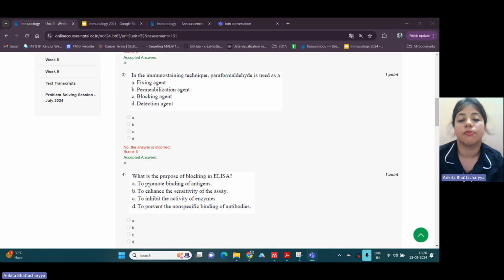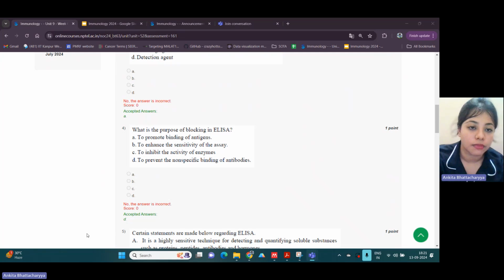The permeabilization agent makes very large pores, or it enlarges the pores that have already been formed. That allows easier uptake. The blocking agent is to remove, or at least reduce, the non-specific binding of the antibody to any random proteins within the cell. And fourth is the detection agent, which you use for actually identifying where your antibody has bound. So the correct answer in this case is a fixing agent, which is option A.